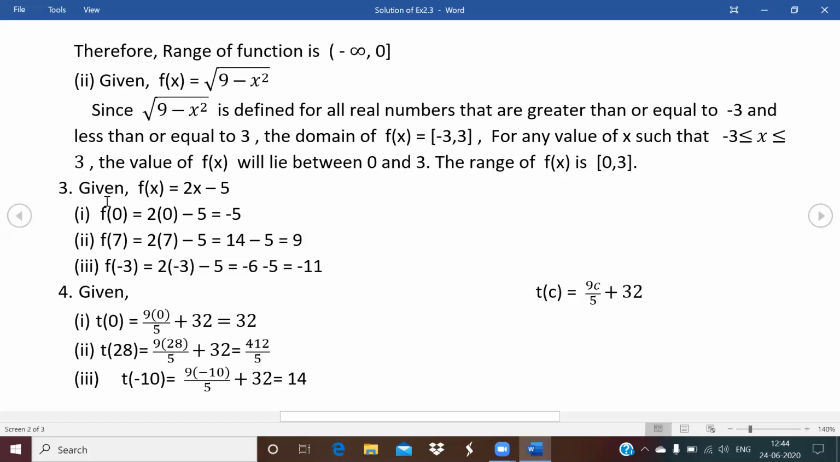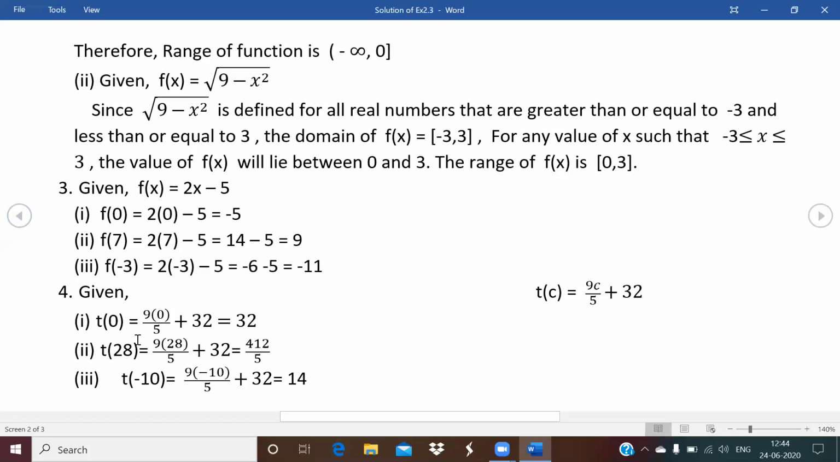Now, you can see here in question number 3, the function given to you is 2x minus 5, and we have to find the value of f of 0. Let's replace x as 0. By replacing it and simplifying it, we get minus 5. When x is 7, you replace x as 7, and by simplifying it, you get 9. F of minus 3, by simplifying it, you get minus 11. These are all values of the function 2x minus 5.